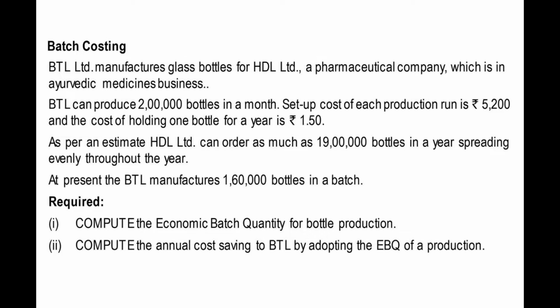As per an estimate, HDL Limited can order 19 lakh bottles throughout the year. That means each and every month approximately 1,58,000 bottles can be ordered. At present, BTL manufactures 1,60,000 bottles in a batch. This was given in the problem.